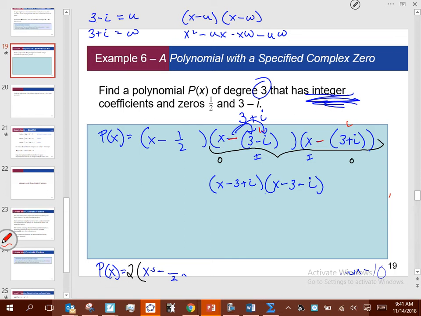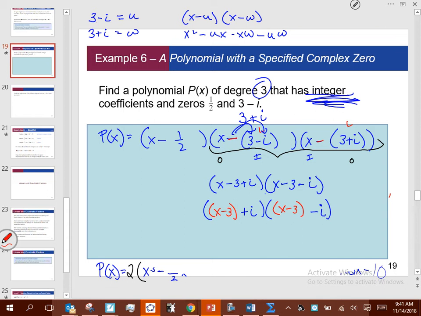Let's do this then. All right, so we got our plus i in the back, we got our minus i in the back. Can I take this x minus 3 and that x minus 3, and just reposition my parentheses? Because what is x? What's x representing?